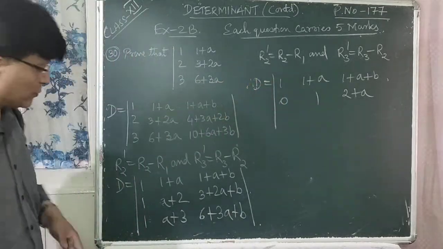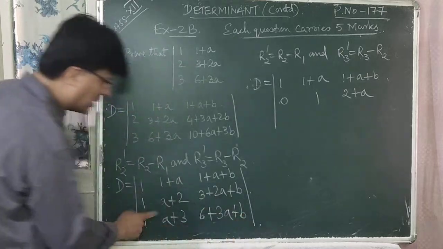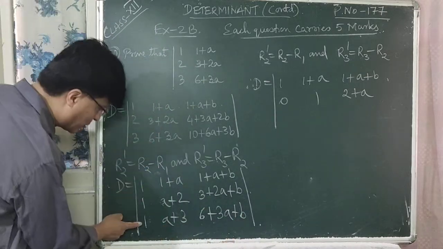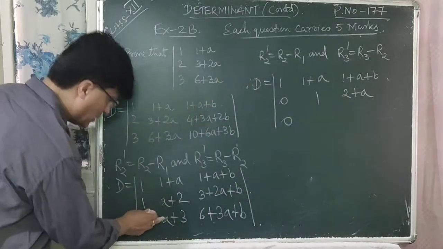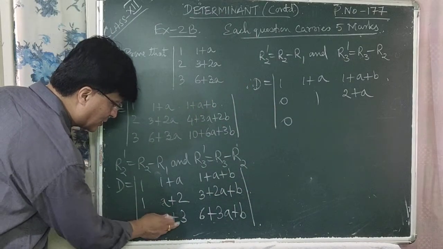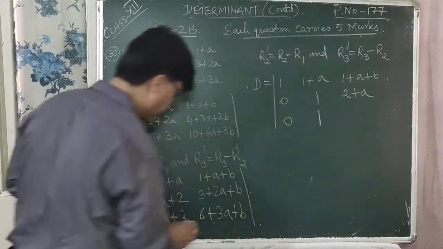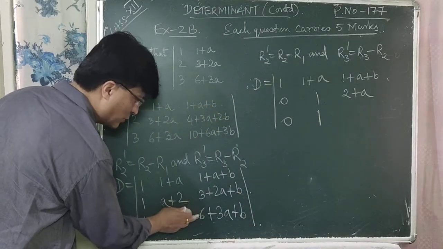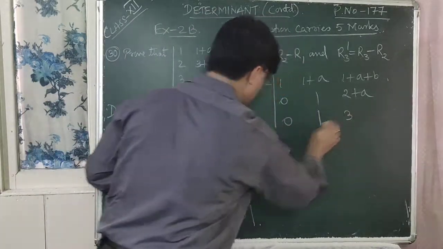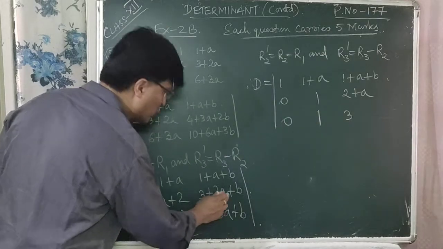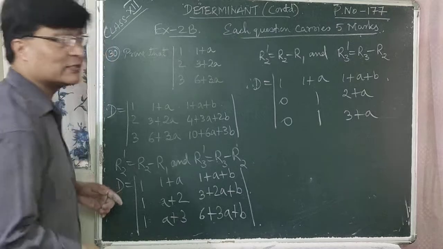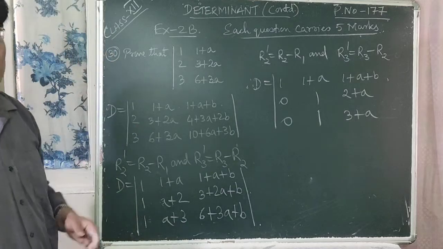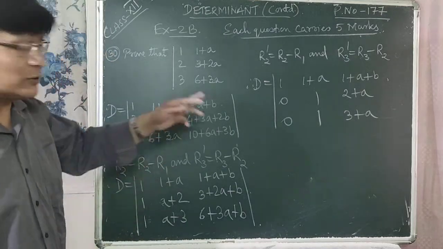R3 minus R2. Now this row 3 is changing. How does it change? R3 minus R1. 1 minus 1 is 0. This minus this, A gets cancelled. 3 minus 2 is always 1. Again this minus this. What is 6 minus 3? 3. Plus 3A minus 2A is plus A. And B minus B is always 0. So we get 3 plus A.